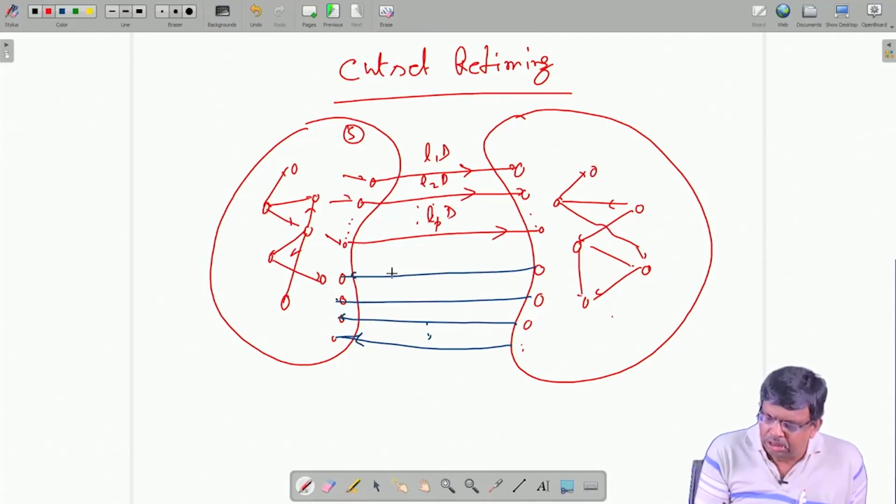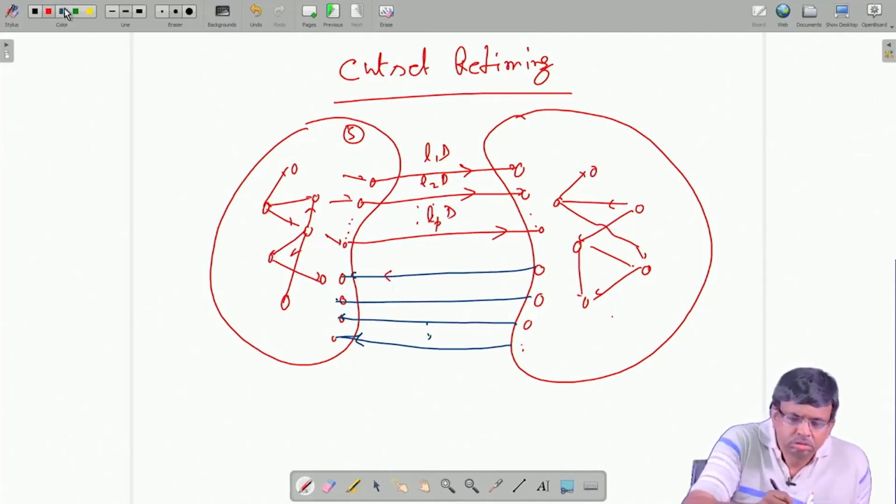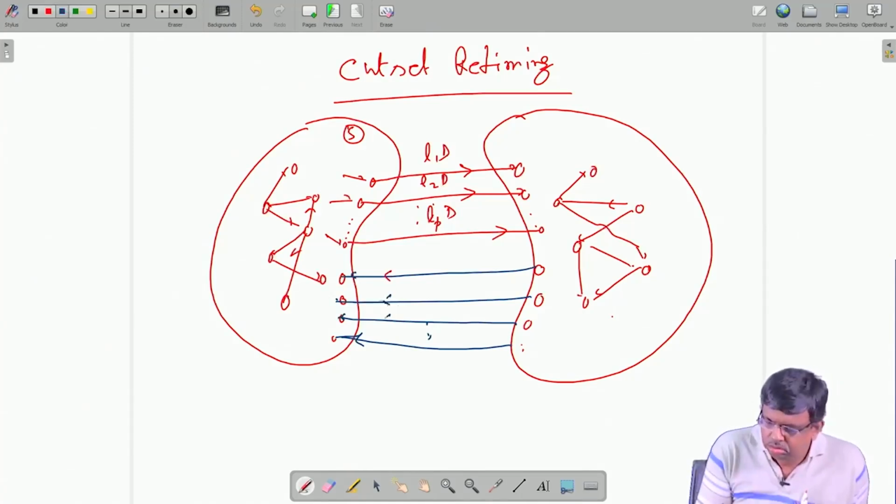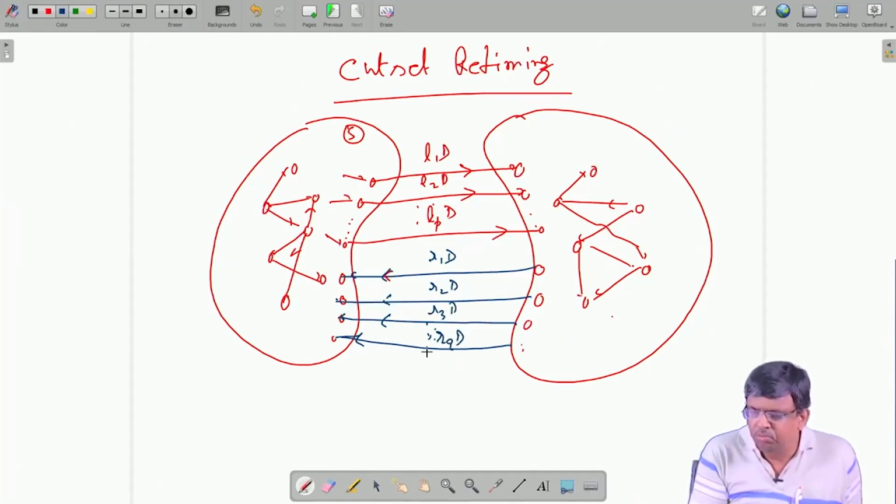Similarly, in the opposite direction, we will have maybe R1 D, R2 D, R3 D, and so on up to RQ D. There are Q paths in the opposite direction. This is the most general case. You may not have paths in both directions. You may have paths in one direction, but I am taking the more general case.